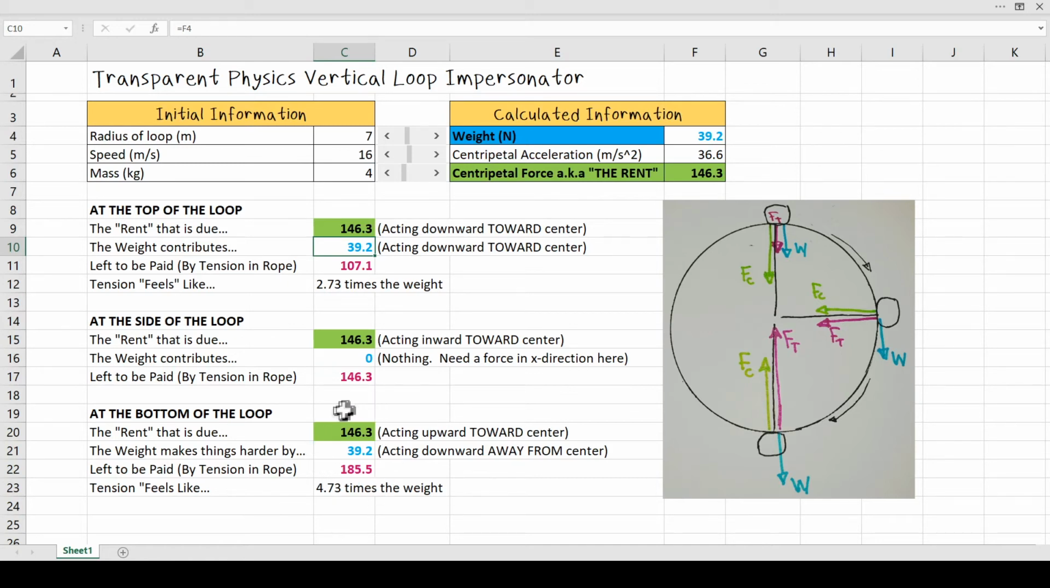And at the bottom, again, now the change is not as dramatic because the centripetal force is pretty large, but you'd still have to fight against the weight in order to do that. So instead of paying 146 newtons, you're paying 185 newtons, accounting for the weight.